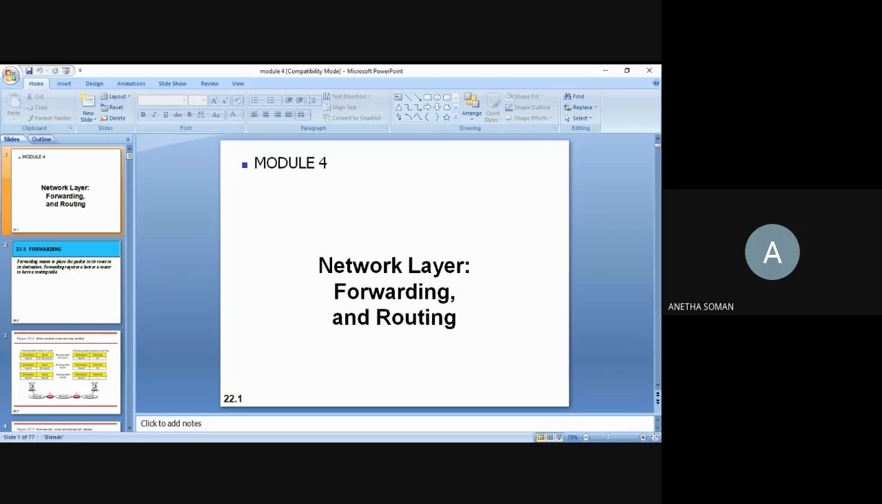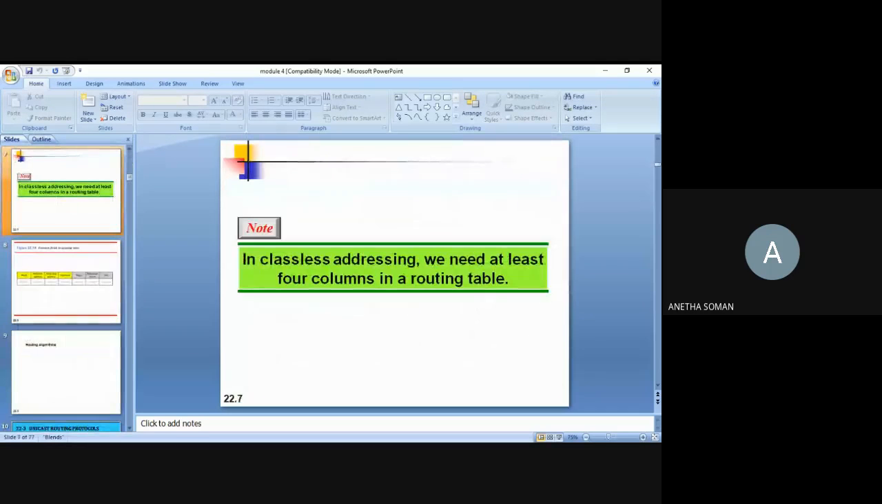Now I have told you about the forwarding process. Assume your host as well as your router make use of classless addressing. Now you should know the difference between classful addressing and classless addressing. Classful addressing means you have specific classes, and an IP address belongs to a specific class. But in classless addressing, you have a variable size of addresses, or the total number of addresses is not fixed in a particular class. It is variable. So assume your host and routers make use of classless addressing.